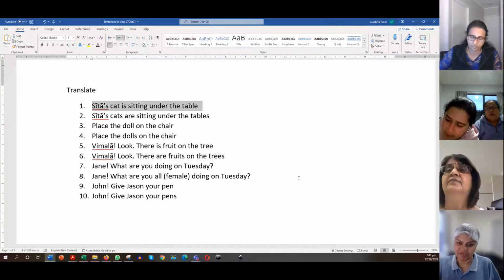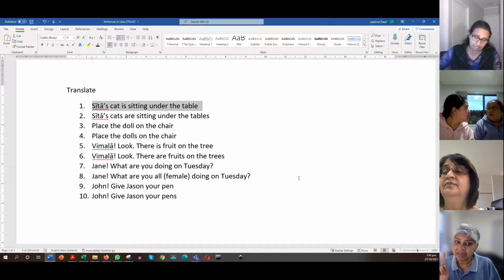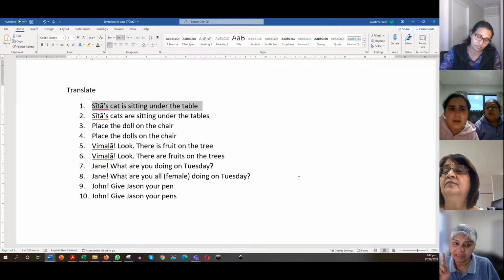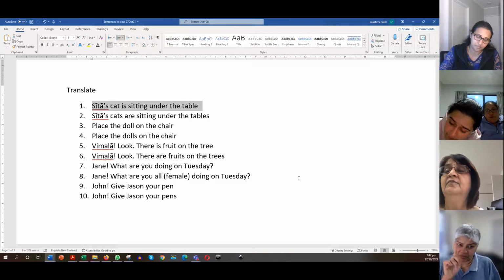Bidalaha upavishati. Bidalaha kim kurvanti? Bidalaha upavishanti. Ekah bidalaha upavishati. Dasha bidalaha upavishanti.